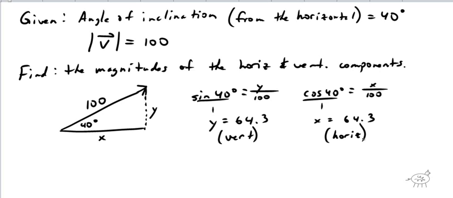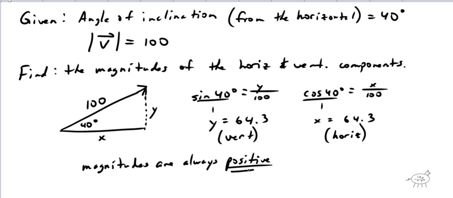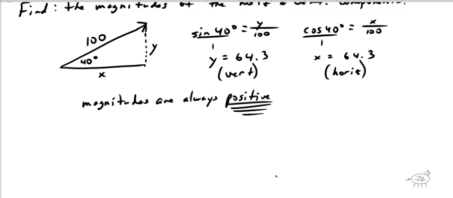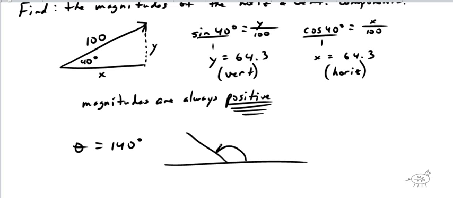Okay? Pretty easy. And real quickly here, math fans, if I ever ask you for a magnitude, magnitudes are always positive. Okay, they're always positive. Very, very important. So basically, if instead of this problem where it's 40 degrees, I said theta is 140 degrees, what you're going to do is go, oh, okay, well, it's 140 degrees.